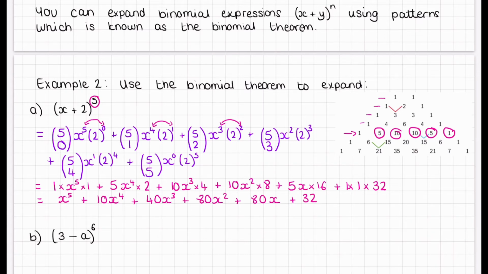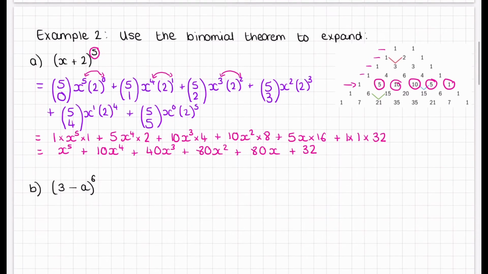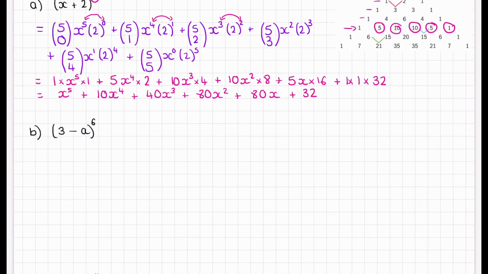Okay, part B, we've got (3 minus a) to the power of 6. So we're just going to use the same ideas for working out. Our power here is 6. So we'll start with 6, 0. The first one to the power of 6, the second one to the power of 0. Now we have to remember that negative in front of the a. Next one, 6 and 1.